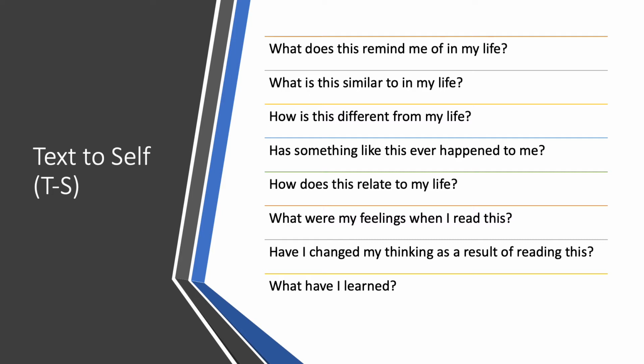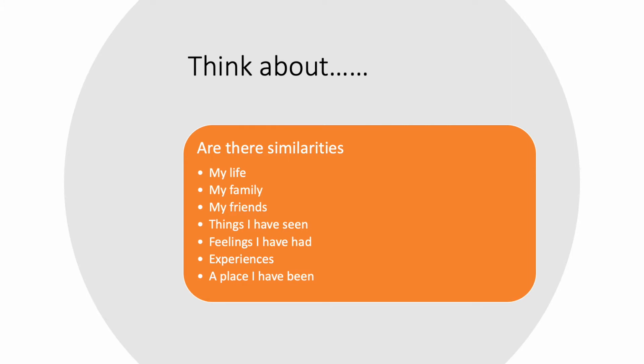Here are some other things to think about when making text to self connections. Think about the similarities to your life, to your family, to your friends, things that you have seen, maybe on TV or in the news, feelings that you've had, experiences that you've had, or places that you have been.